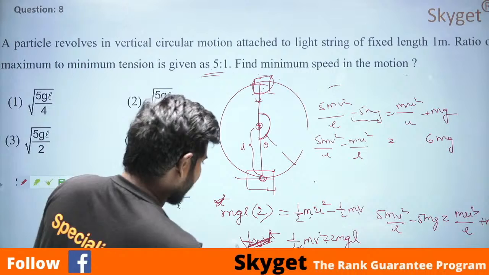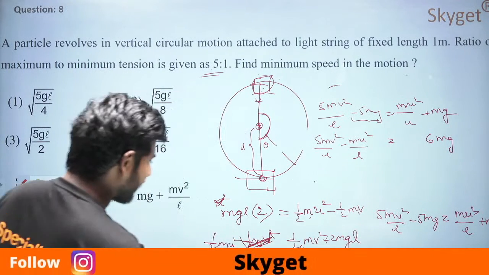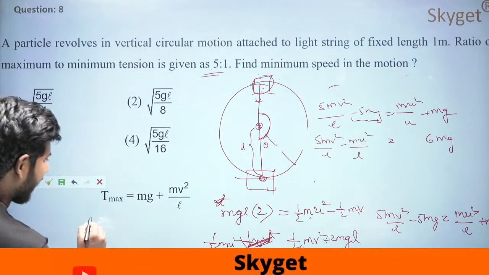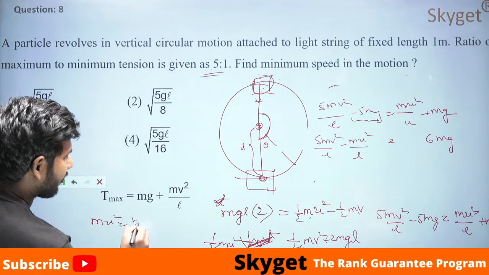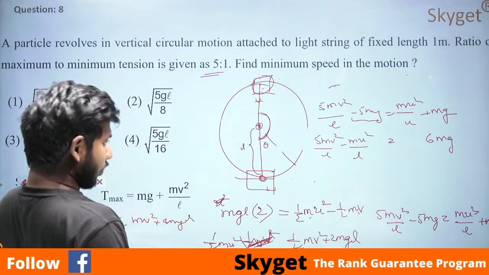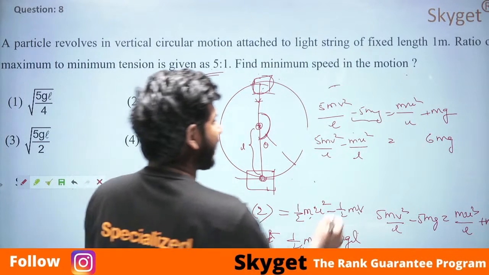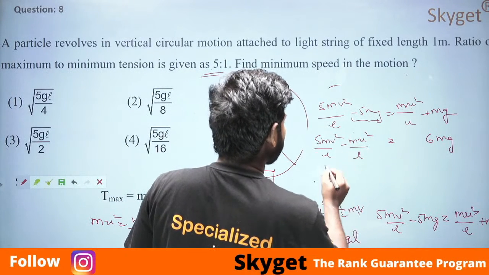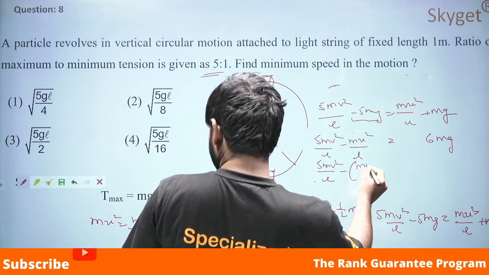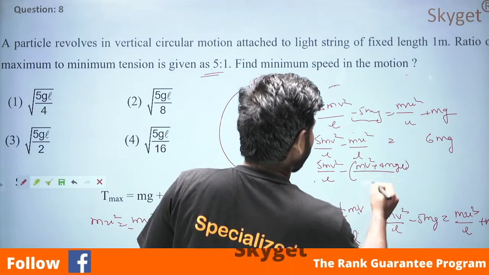Half mu² is equal to half mv² plus 2mgL. So if you send that side, mu² is equal to mv² plus 4mgL. So you can substitute, instead of mu², mv² plus 4mgL: 5mv²/L minus (mv² plus 4mgL), students, here, by L.